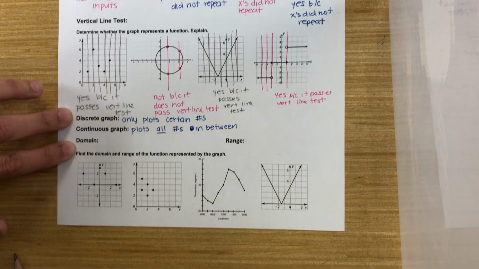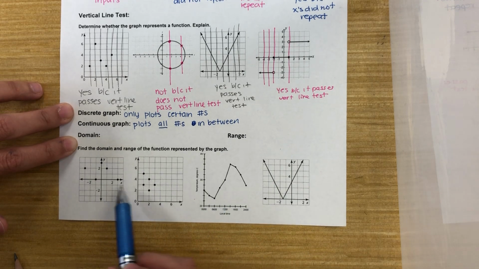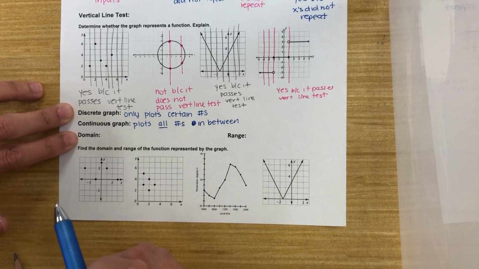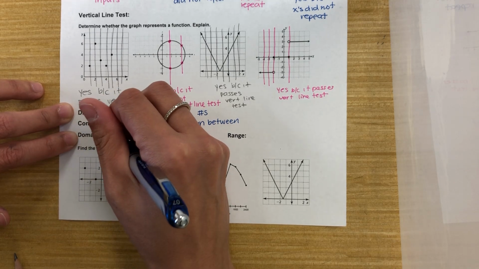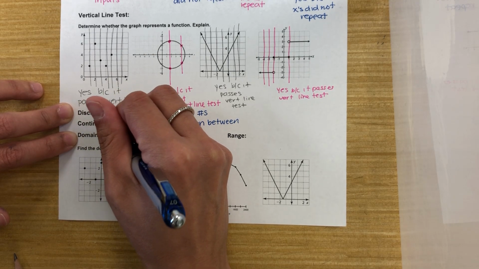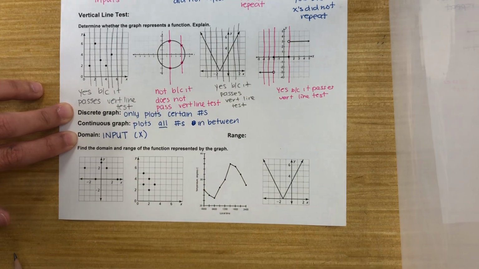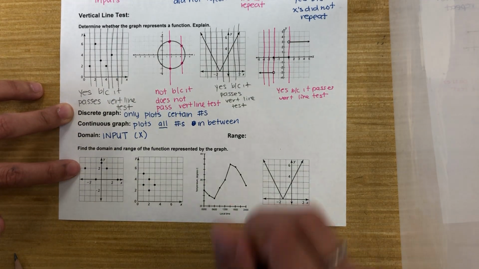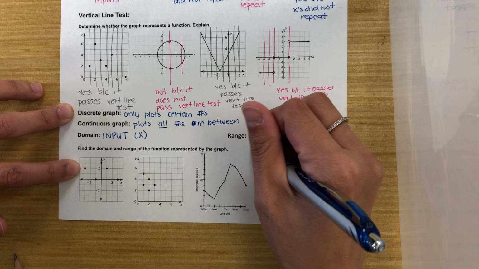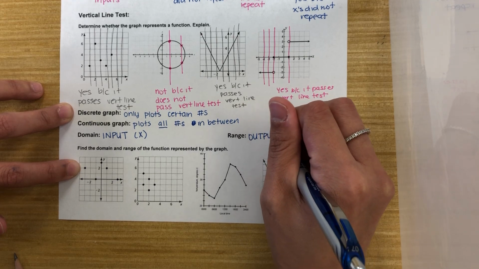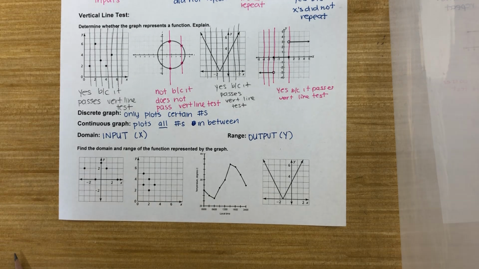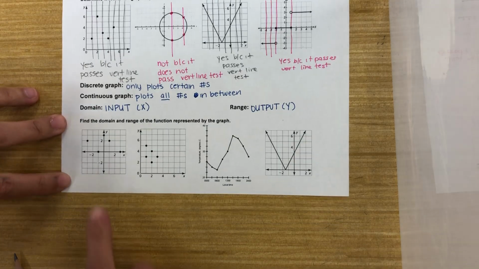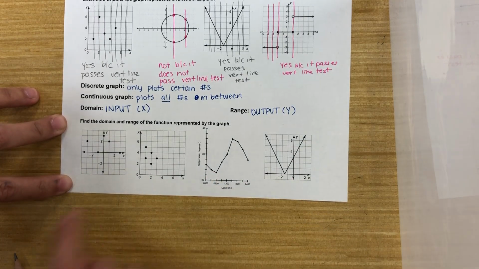Okay. And then finally, before we get to these examples, let's talk about domain and range. The domain is all possible values of your input, which is your x. And then your range is all possible values of your output, which is your y. So basically, domain is always x, range is always y. Okay. So let's try these examples. Find the domain and range.